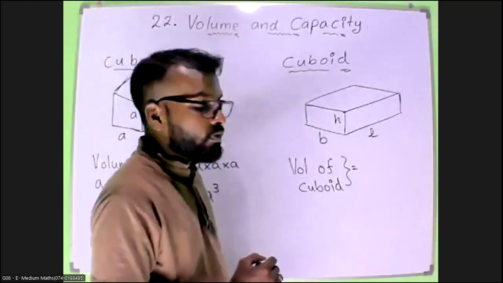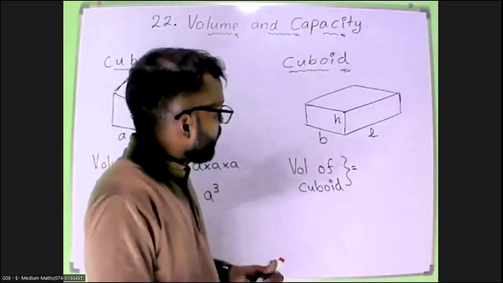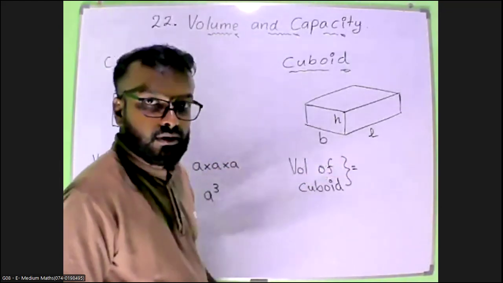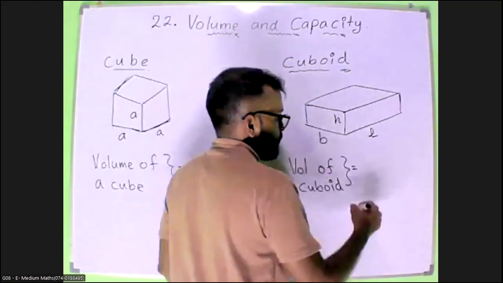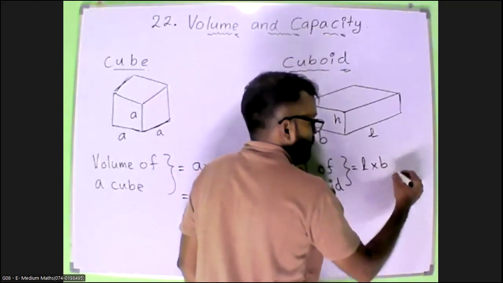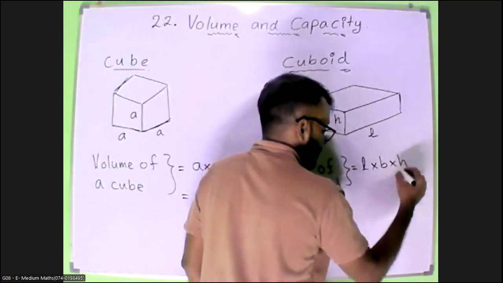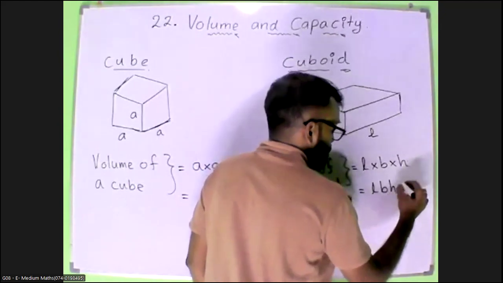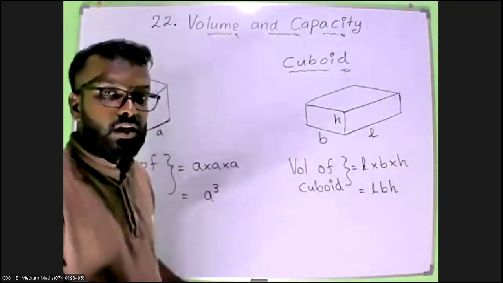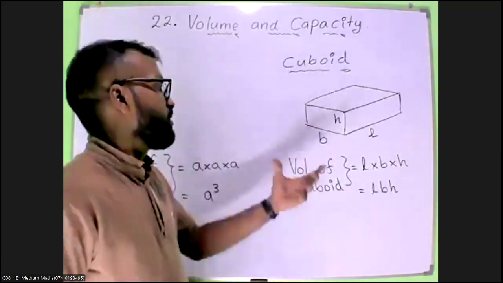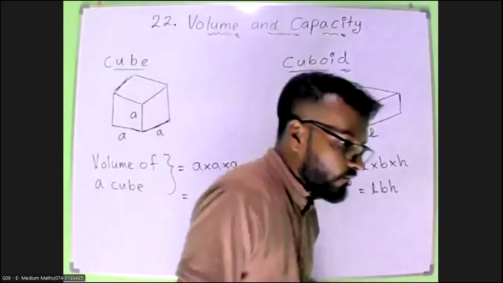So to find the volume of the cuboid: length into breadth into height. Okay? Length into breadth into height, LBH. Just a quick refresh. Please write it.